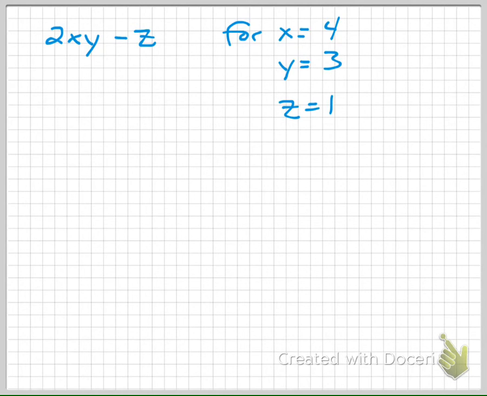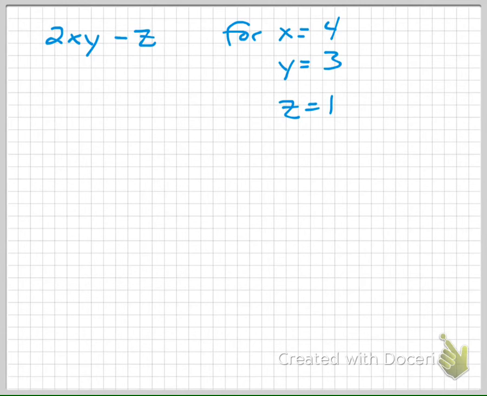Nice. We'll do one more really hard one. I say really hard. We'll see. It's not hard. Okay, here we go. Here's a good one. Let's do 2xy minus z for x equals 4, y equals 3, and z equals 1. Do that one for me now.